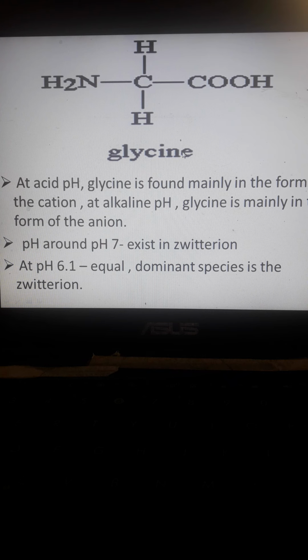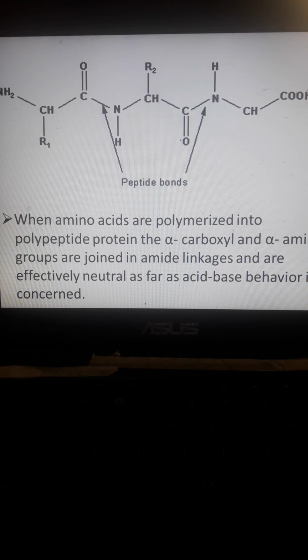Next, glycine is mainly in the form of anion, because it mostly consists of the positive charge. At pH around 7, it exists as a zwitterion. And at pH 6.1, the dominant species is the zwitterion. So zwitterions are almost neutral. Next, when amino acids are polymerized or bound to each other, they form a polypeptide protein.